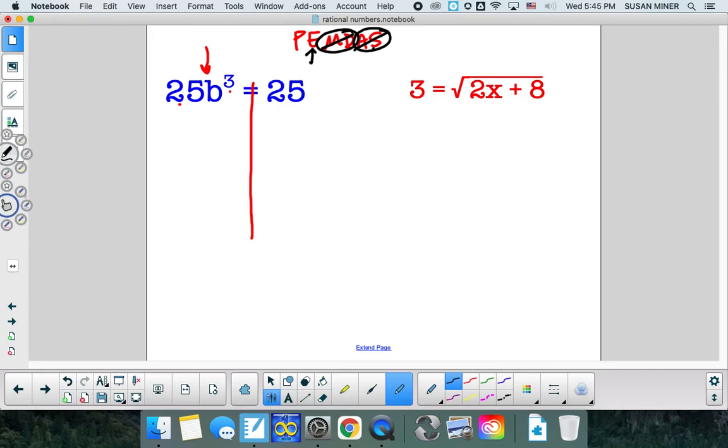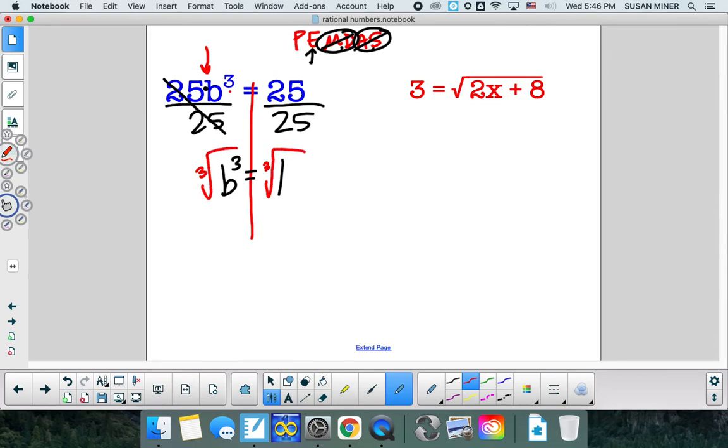Then I deal with exponents. So since this is 25 times b to the third, I've got to get rid of that first because I'm undoing multiplication and division before I get to the exponents. So I'm going to divide by 25. I'm going to divide by 25. Those are going to cancel, and then I'm going to have b to the third is equal to 1. And the last thing that I can do is take the cube root of both sides. The exponent of 3 and the cube root will cancel out, leaving me with just b. And the cube root of 1 is just 1. So there's my answer.